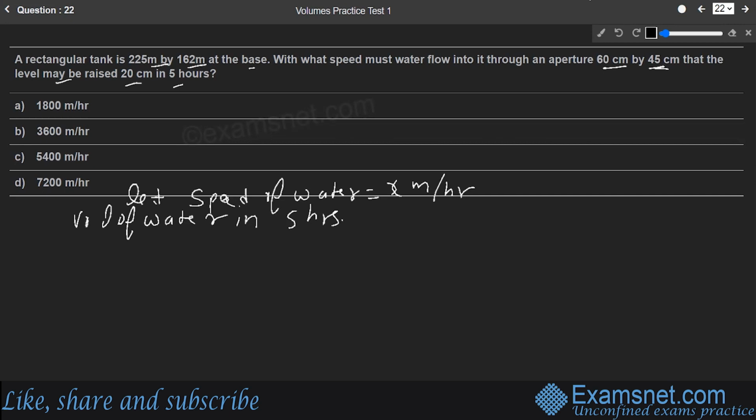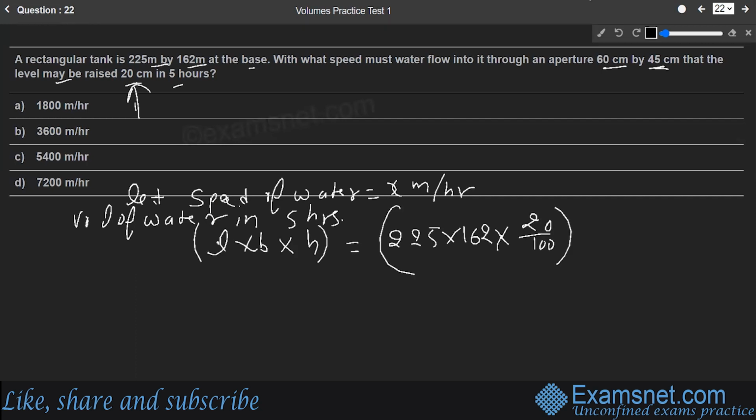So in 5 hours, clearly the dimension of the tank is given by 225 into 162, so it has to be L into B into height. Height is to be raised by 20 centimeter. So let's put down all the values. Length value is 225, breadth value is 162, and the height value to be risen is 20 centimeter. If that is converted into meter, it has to be 20 by 100. So this much is the volume, in meter cube, to be risen in 5 hours.